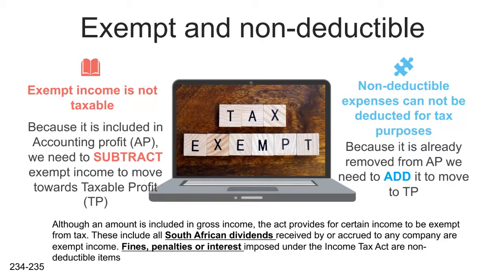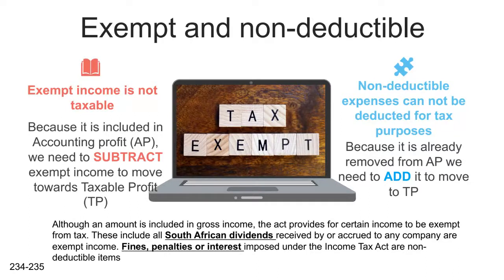And let's give some examples of each. Can anyone give me an example of exempt income? If you type out in the chat, we went through two. Just type out the first one that comes to mind, and then whichever one you didn't get, I will tell you about. So type out the first exempt income that comes to mind. Correct. Dividends income from South African companies. Okay, dividends income from South African companies is an exempt income.